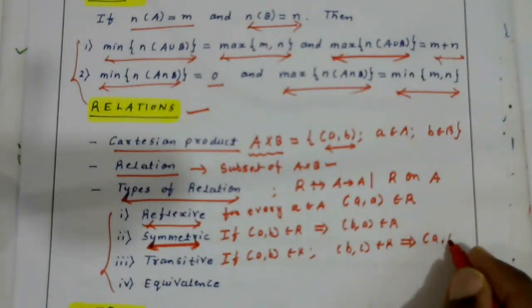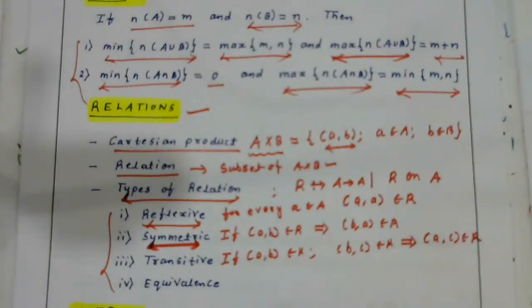And if (a, b) and (b, c) belong to R implies (a, c) also belongs to the relation, that is transitive. And what is an equivalence relation? A relation R which satisfies reflexive, symmetric, and transitive is an equivalence relation, right? So this is about types of relation.